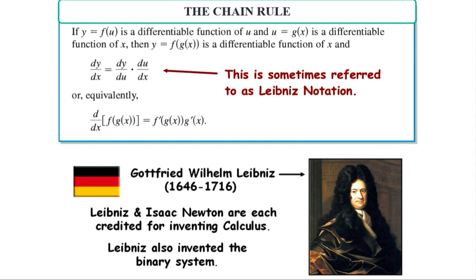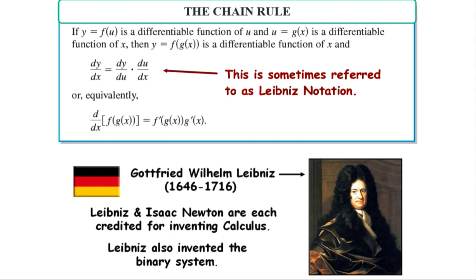But what he did with the chain rule is up here in the box. Our book calls it Theorem 2.10, but that's not its real name. It's called Leibniz notation. And here it is: dy/dx equals dy/du times du/dx.